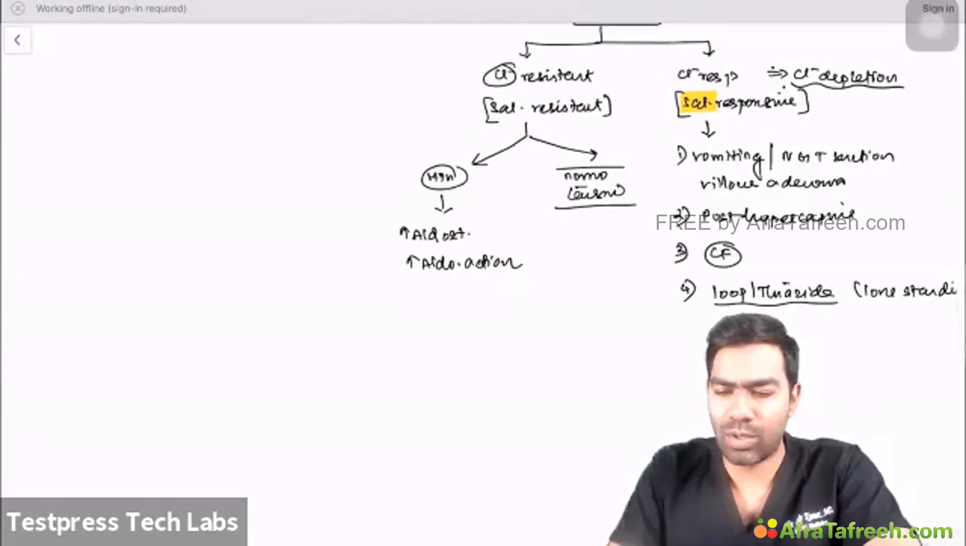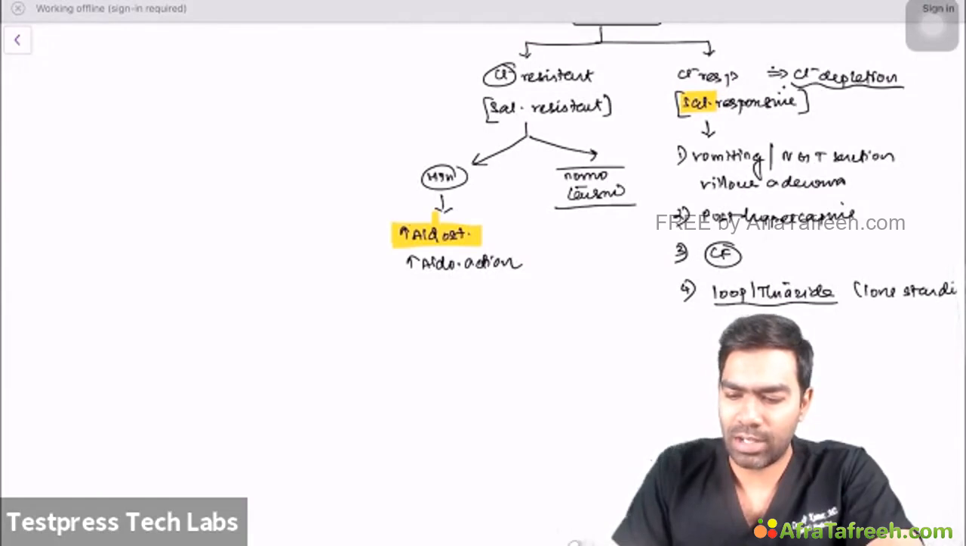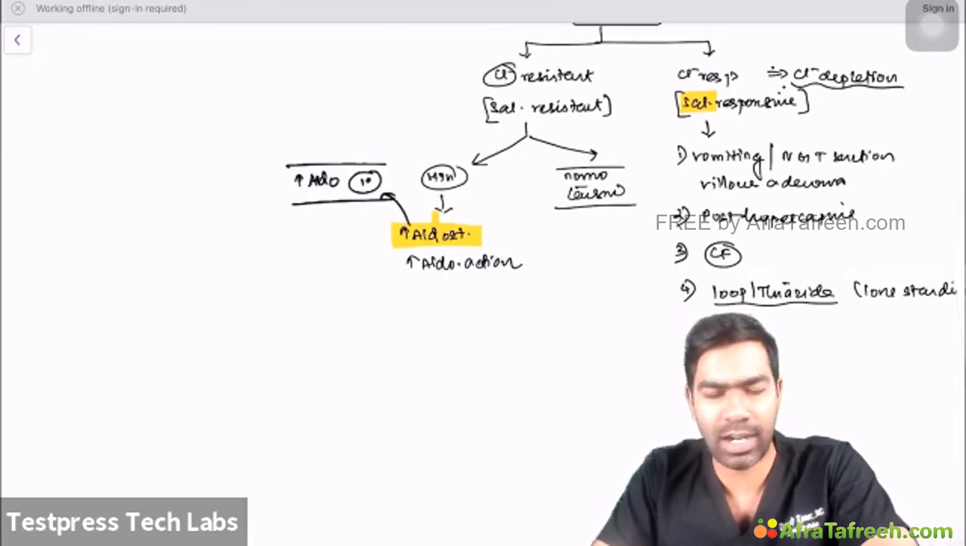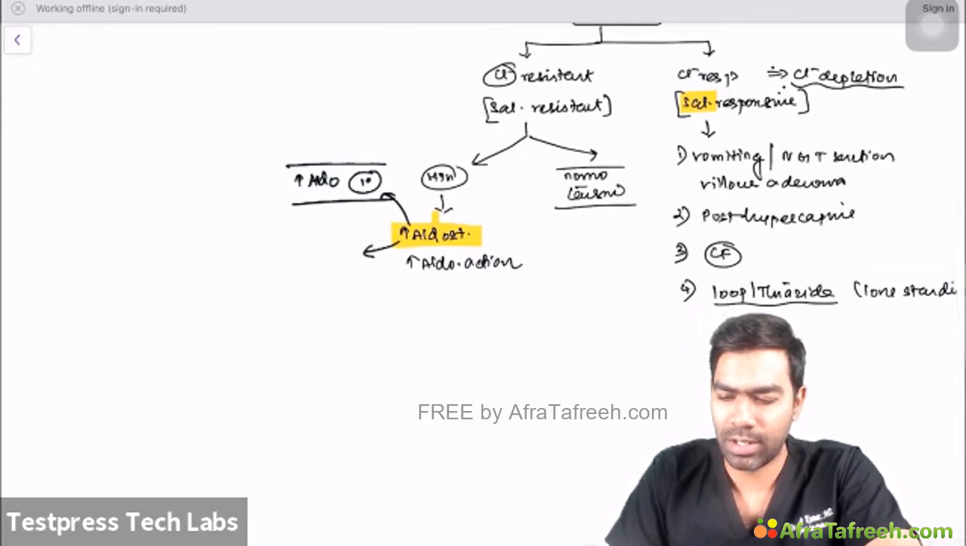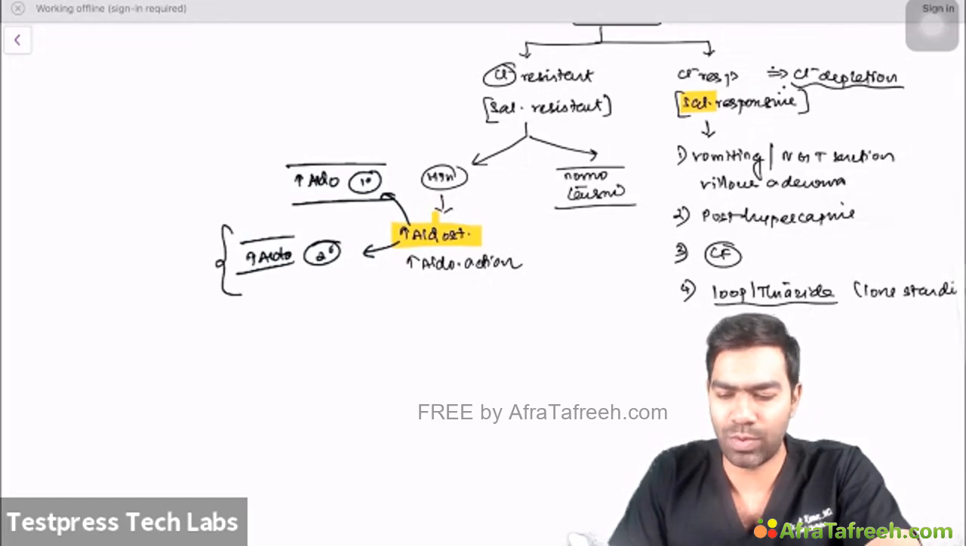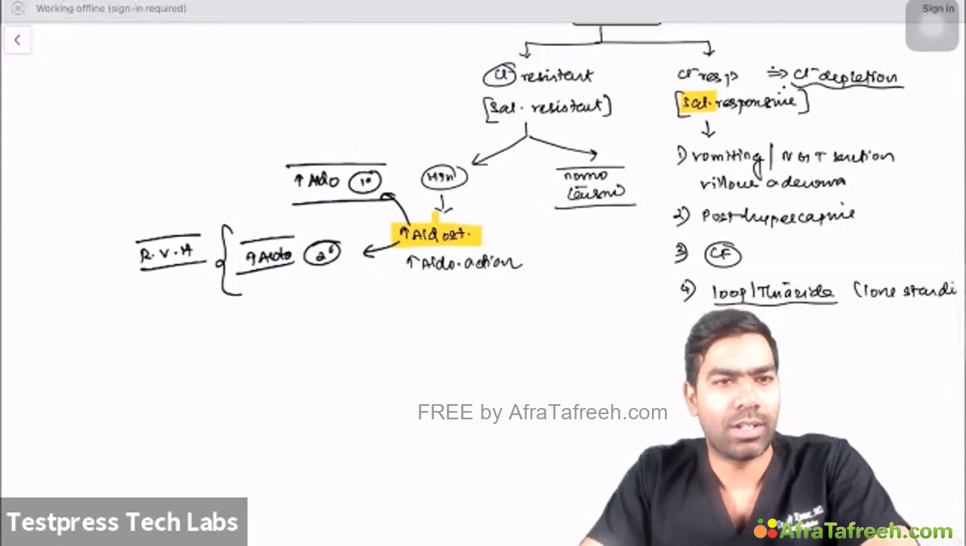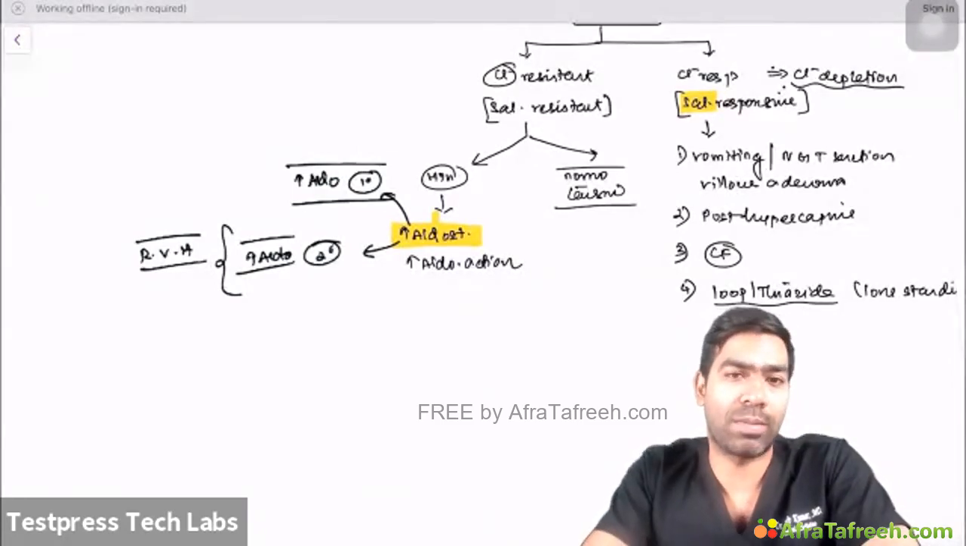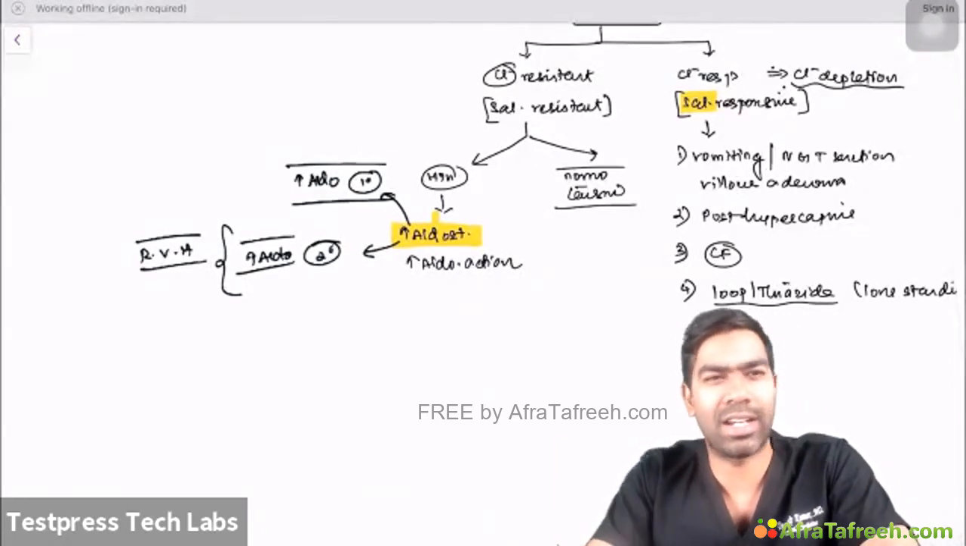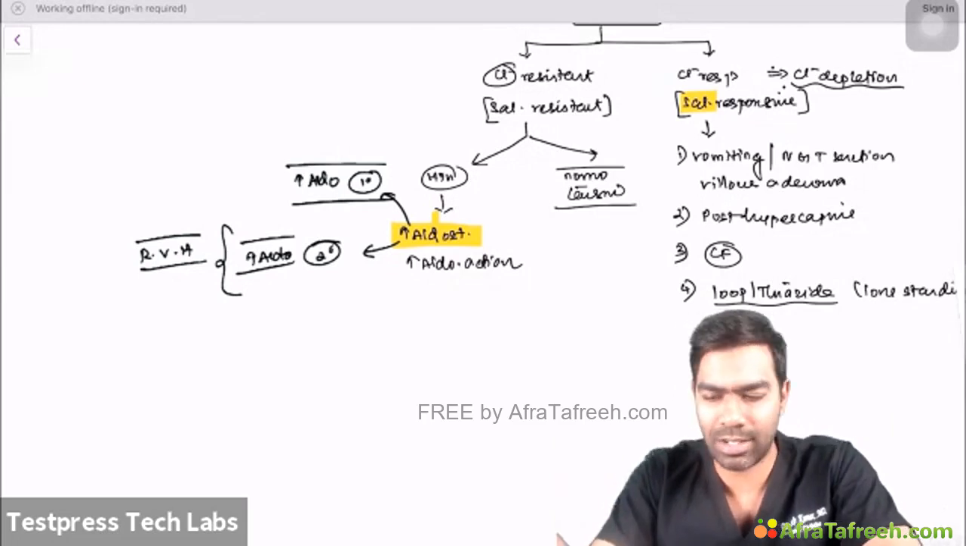So high aldosterone can be primary or secondary, we know that. It can be primary hyperaldosteronism, where the main problem will be in the adrenal gland. It could be a tumor in the adrenal gland, or it could be adrenal hyperplasia. Something is producing high aldosterone. That's primary. Or it can be secondary hyperaldosteronism. Secondary hyperaldosteronism causing hypertension usually you will encounter in renovascular hypertension.